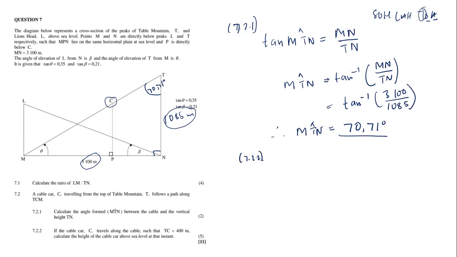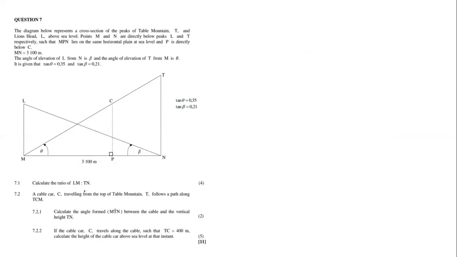Now, 7.2.2 says to us: if the cable car C travels along the cable such that TC is equal to 400 meters, that means from here to there we have 400 meters. Calculate the height of the cable car above sea level at that instant. Let me use a clean page.